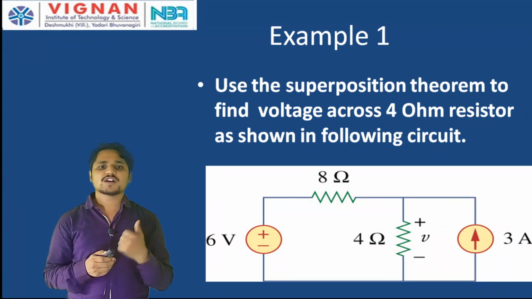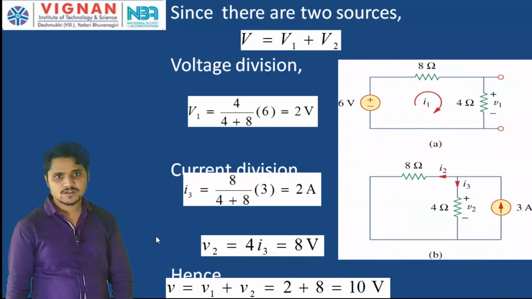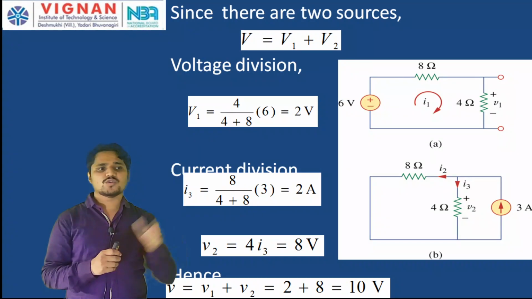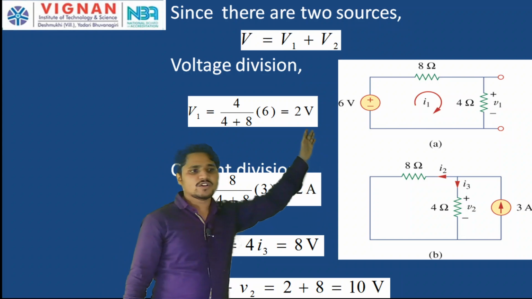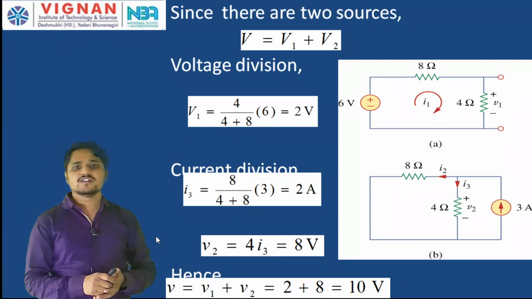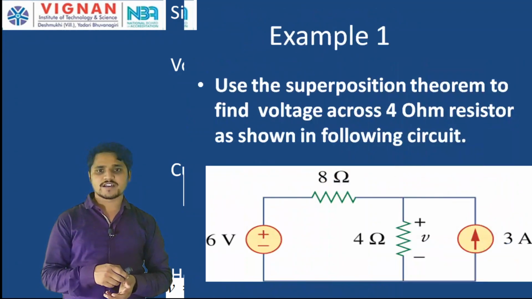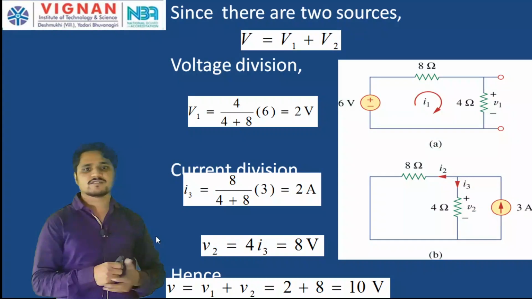So let us see the steps to solve the given network by using the superposition theorem. In the first step, we assume that only the 6 volt voltage source is acting, and we have to kill the current source. That is, the 3 ampere current source is killed, so it is replaced by an open circuit. Let us see it in the network.